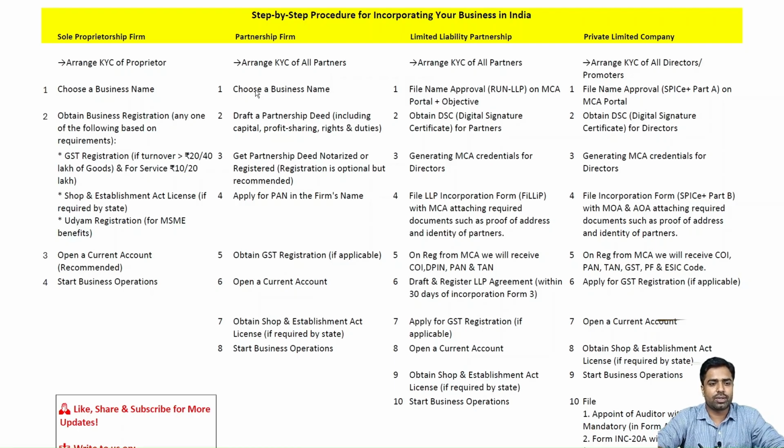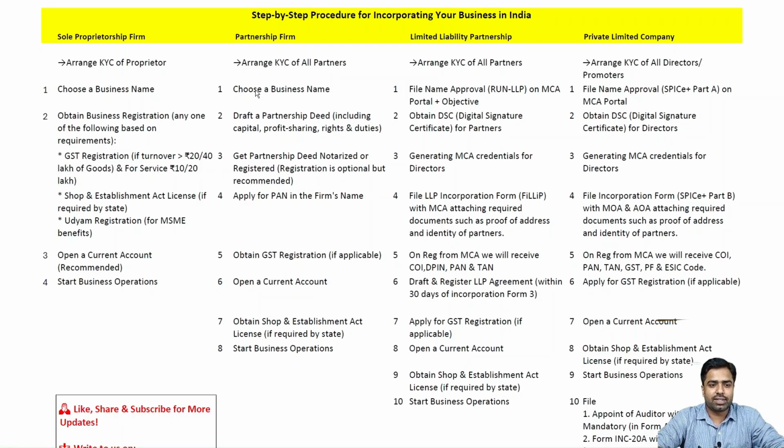Let's say my name is Yashvi Singh, but I want to start a business, let's say XYZ Consultancy. In that way, if I want to keep a trade name, I can keep that name as well.